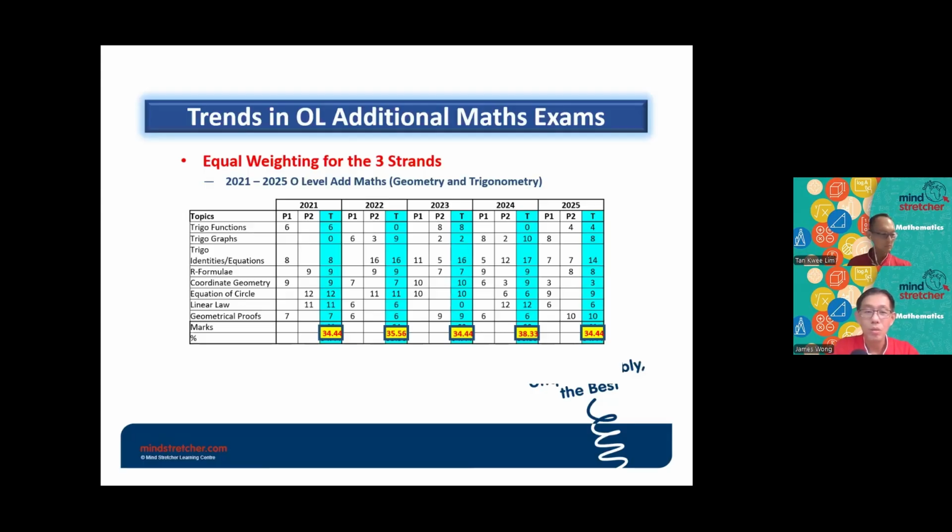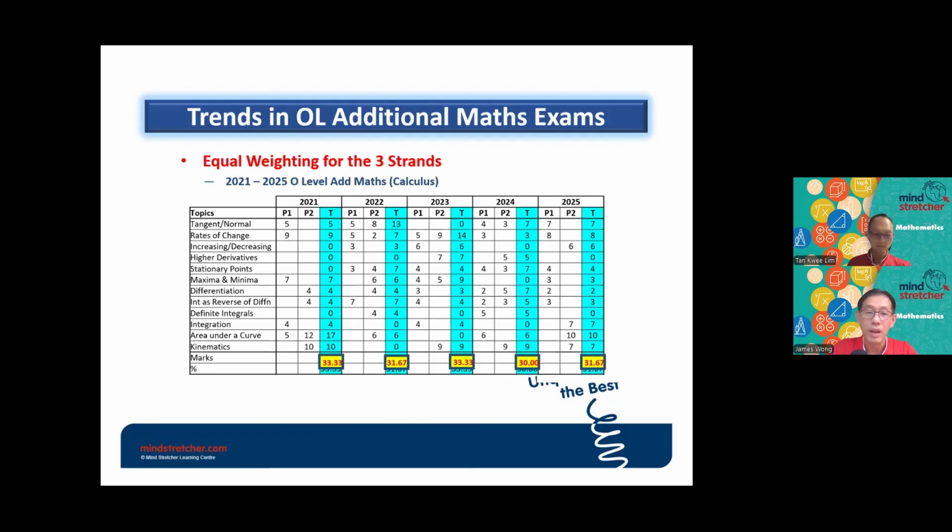Okay, so in the next strand, geometry and trigonometry is also quite consistent over the years, over 30%. And finally for calculus, it's also about that. So it's about one third weightage across all the three strands. So this is some of the observation that I thought would be helpful to share with everyone, and in terms of additional math, this is what I think is helpful for all to know.